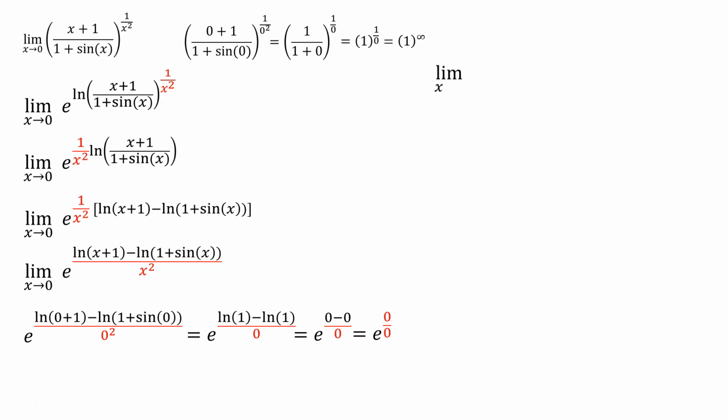I'm going to have the following. The limit as x approaches 0 of e, and then differentiate the top. So the derivative of ln of (x + 1) minus ln of (1 + sine of x). And in the bottom, I will have the derivative of x squared.